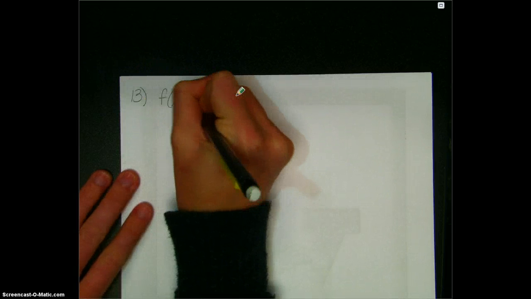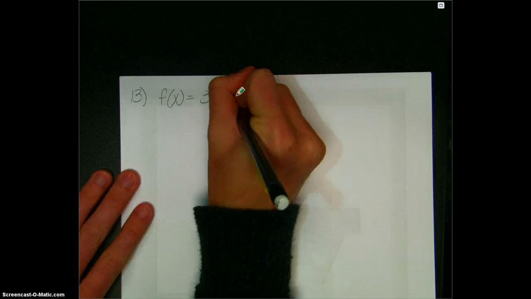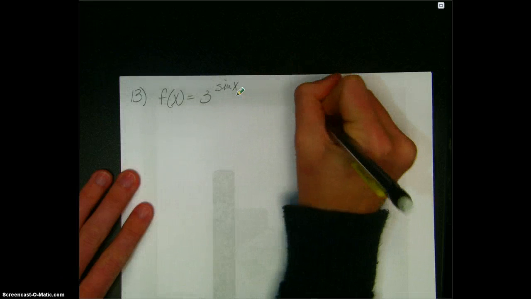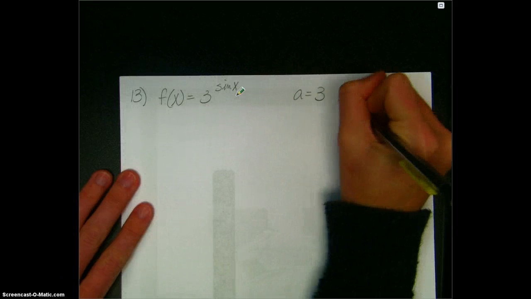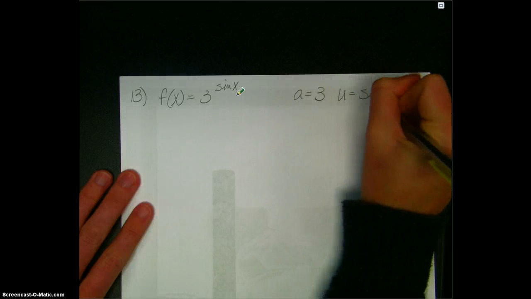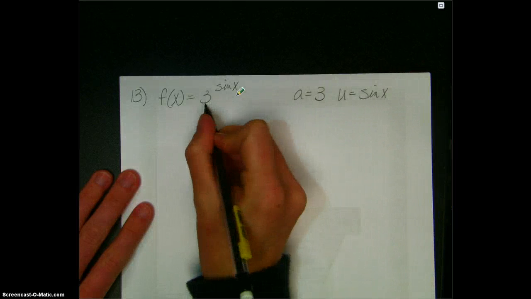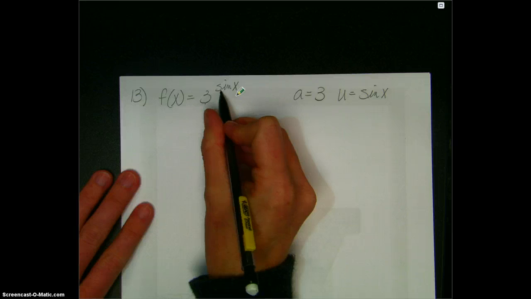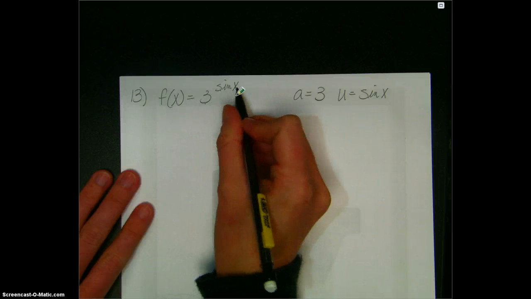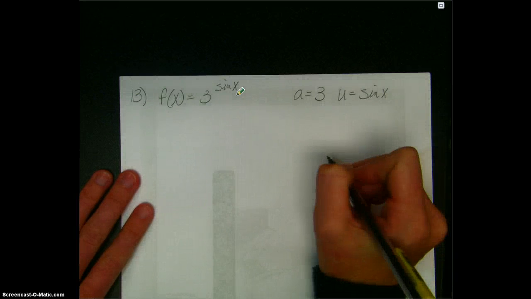Okay, on number 13, we have our a to the u situation. So on 13, f of x is 3 to the sine x power. So a is going to be 3 and u is going to be the sine of x. If you ever have an integer being raised to some kind of exponent with an x in it, this is when we want to use the a's and the u's.